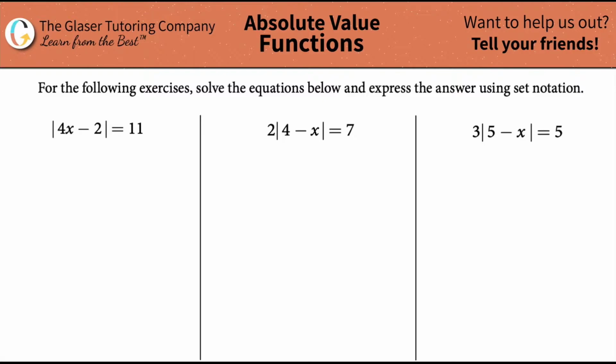For the following exercises, solve the equations below and express the answer using set notation. Okay, so let's get down to it. This one, we want to solve for the absolute value of 4x minus 2 equals 11. The name of the game is always you want to get x by itself.